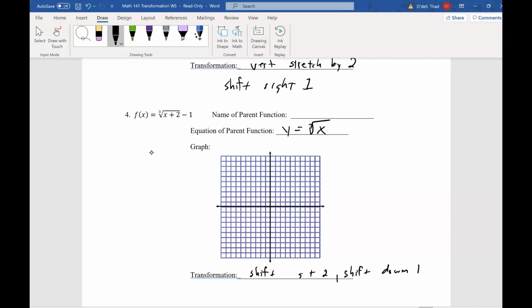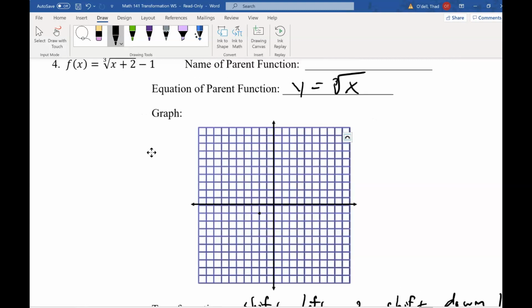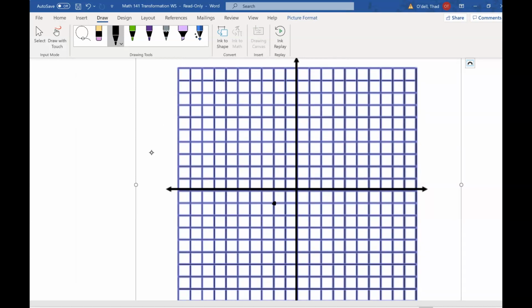Whoops! Oh man, that was close. I should have been shift left 2. Thanks for catching that. Because that's a +2, so I should be shifting to the left. Yep. So shift to the left 2 and down 1. So that right there is where the vertical point is. And from there, make this a little bit bigger. Go over 1, up 1. So right there, over 1, down 1. So it's going to look something like that.